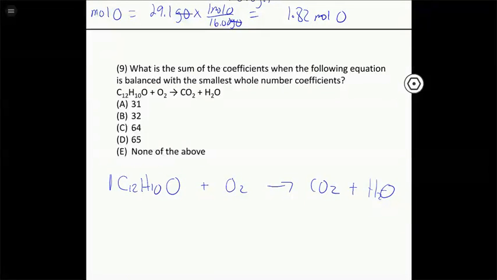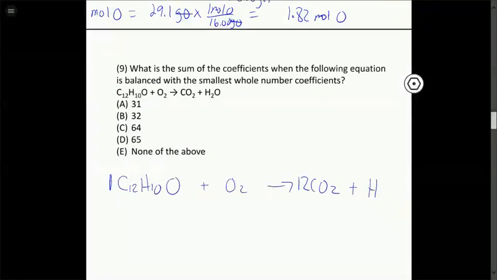And then the first thing you want to do is balance the products based on how much carbon and hydrogen you have from your reactant. So we have 12 carbons in our reactant, so that means we need to have 12 carbons on the product side, so we put a 12 in front of CO2. This is pretty sloppy, let me fix that. We have 10 hydrogens in our reactant, and then we're going to need a 10 on the product side, so we put a 5 in front of H2O.